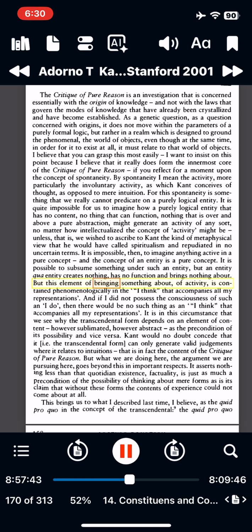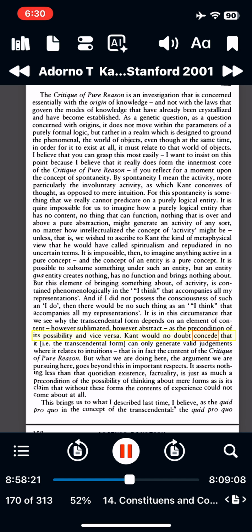But this element of bringing something about, of activity, is contained phenomenologically in the I think that accompanies all my representations. And if I did not possess the consciousness of such an I do, then there would be no such thing as an I think that accompanies all my representations. It is in this circumstance that we see why the transcendental form depends on an element of content, however sublimated, however abstract, as the precondition of its possibility and vice versa.